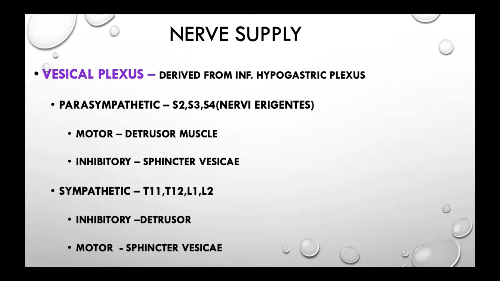Coming to the nerve supply of the urinary bladder, it's quite important to understand the nerve supply, because most of the clinical conditions will depend on the nerve supply or the nerve innervations. Okay, so the vesical plexus is actually derived from the inferior hypogastric plexus, having parasympathetic innervation from S2, S3, and S4, also known as the nervi erigentes. So they are motor to the detrusor muscle and inhibitory to the sphincter vesicae.